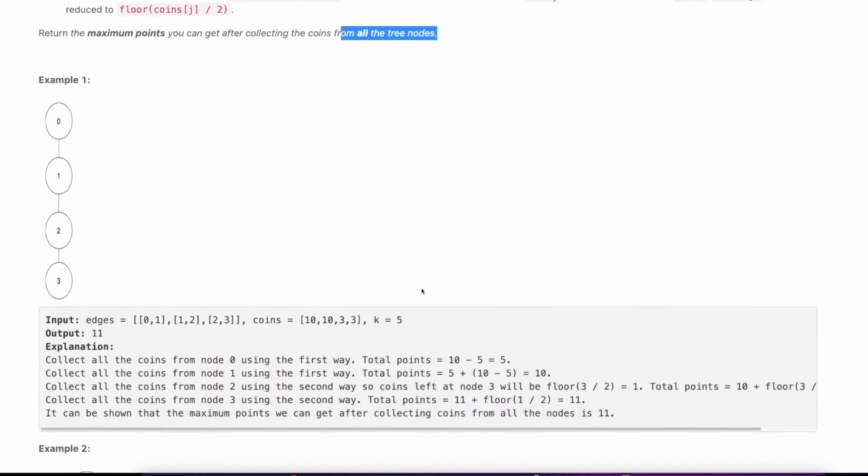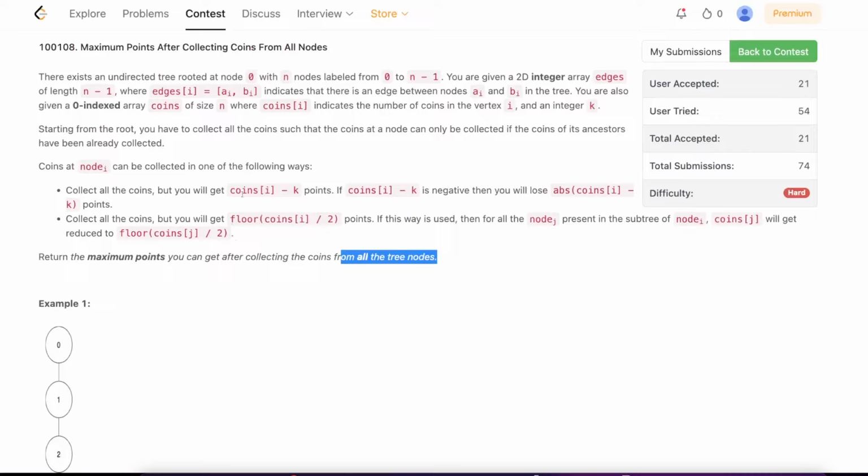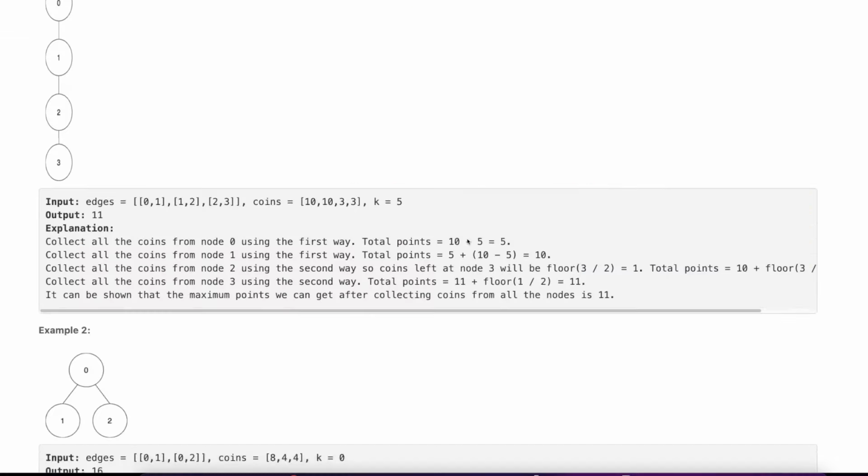So let's take an example. Let's say this is the tree 0, 1, 2. Coins is 8, 4, 4. Basically, at the 0th node there are 8 coins, at the first node there are 4 coins, and at the second node there are 4 coins. K is 0. It means in the first criteria you will be able to collect all the coins which are in the node, because k is 0, or you will be able to collect coins[i] by 2 and pay the penalty that you have to reduce everything in the subtree by half.